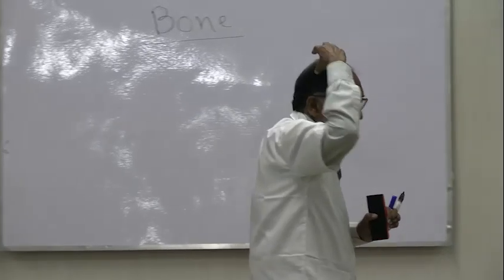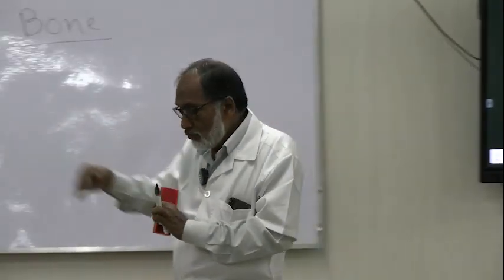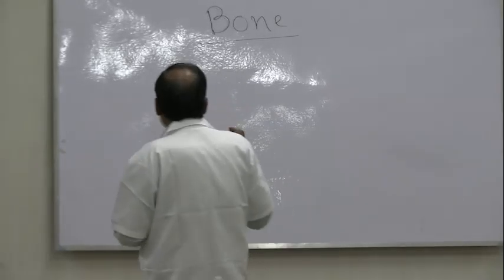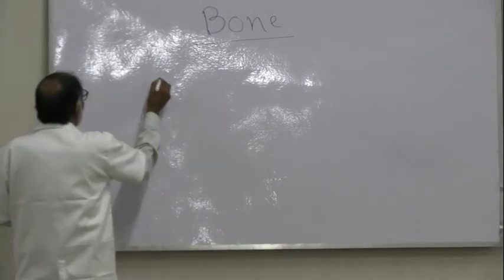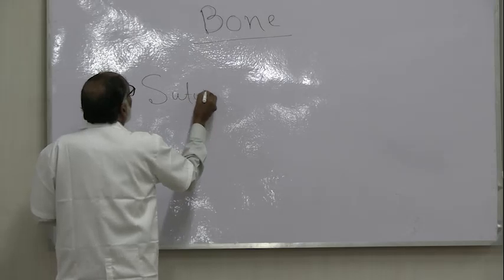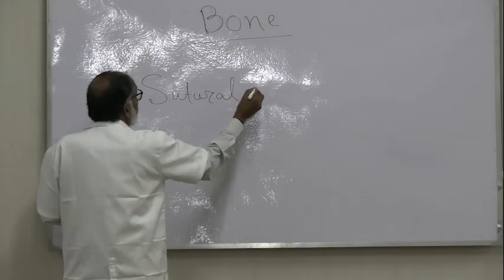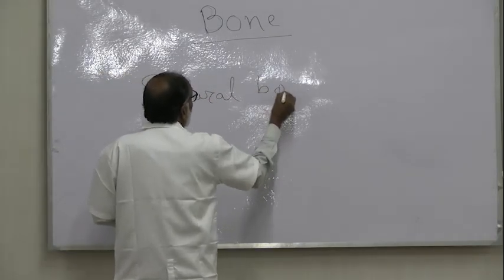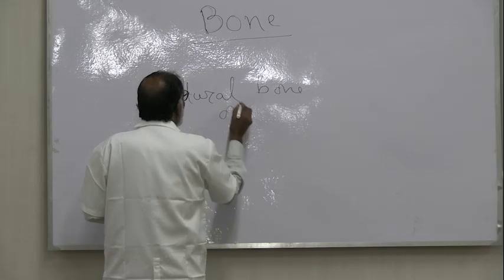That you will get in case of skull, that is called sutural bone, or Wormian bones.